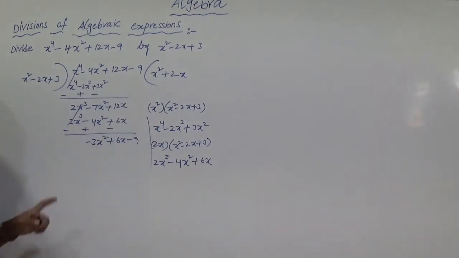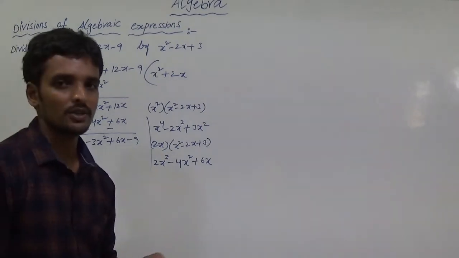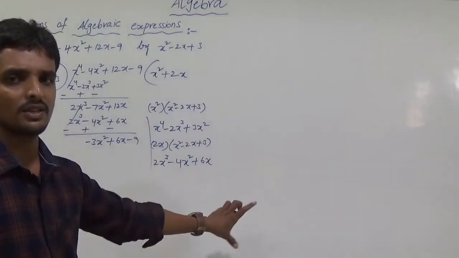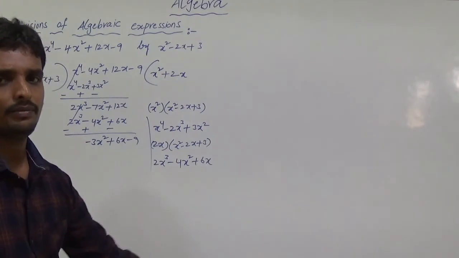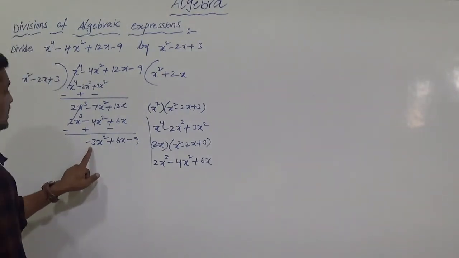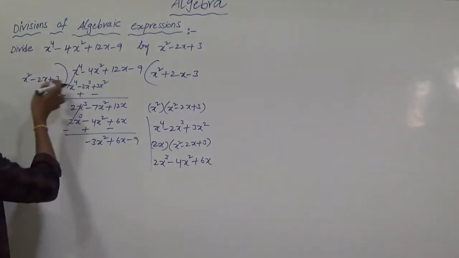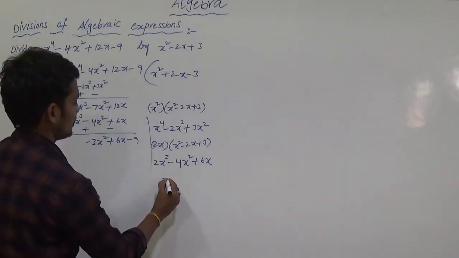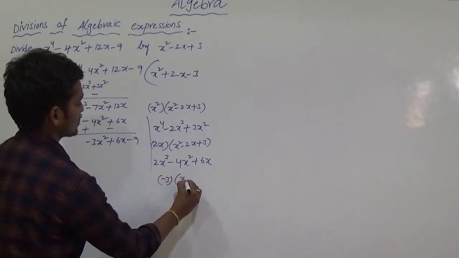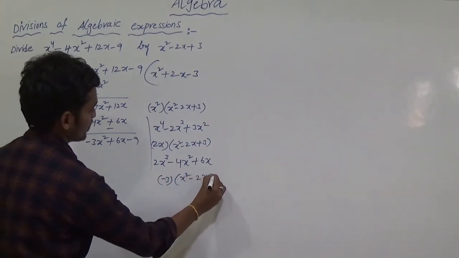I hope you are following, because we have solved many problems in the 7th class. That's why I am going directly. Okay, the next one: minus 3 is the coefficient. Writing minus 3 here, x square, both are the same. So now I am multiplying minus 3 with x square minus 2x plus 3.